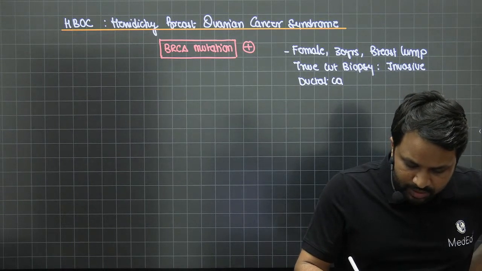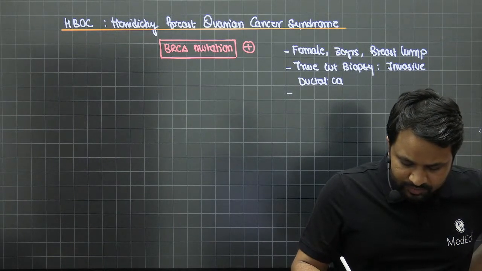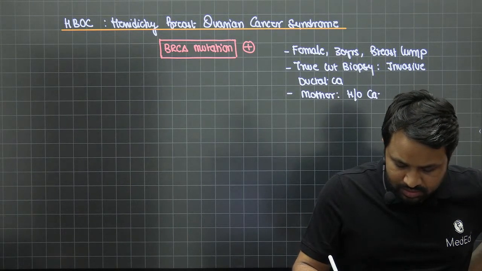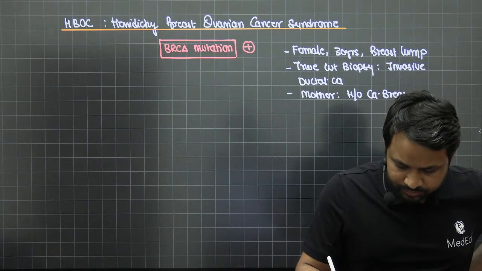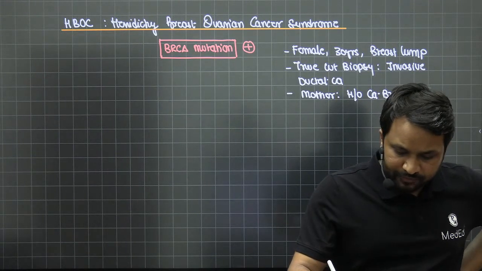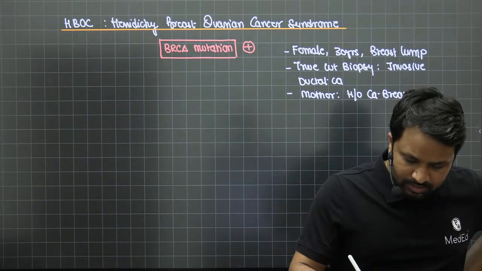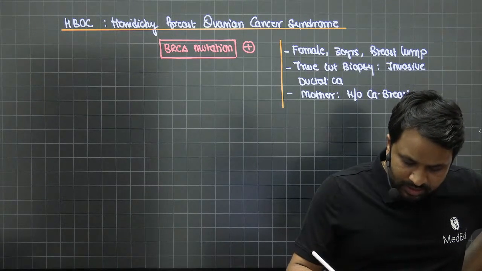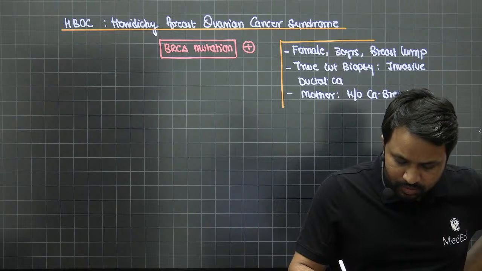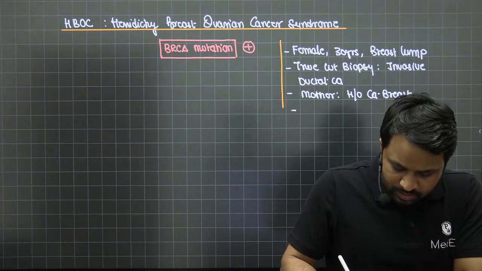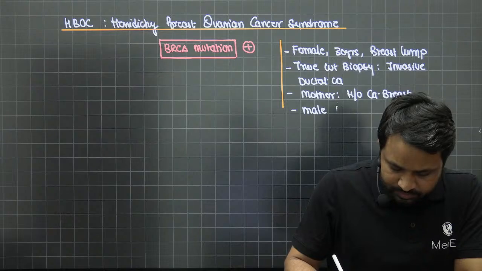When we took a history, the patient gave a history of the mother having carcinoma breast, right? If you have a patient who presented to you along these lines, what are these lines that we're talking about? Number one, you have a young female. And the last one, I'll add male breast cancers.